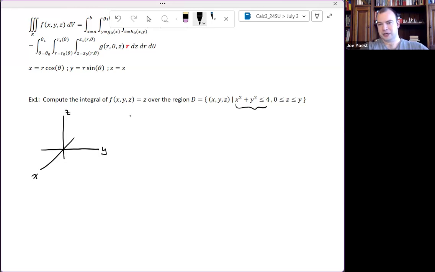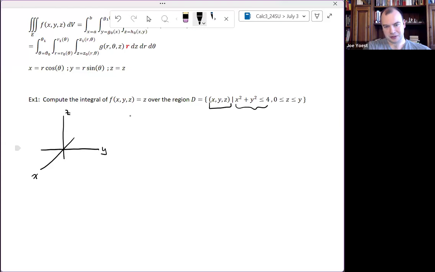So x squared plus y squared less than or equal to 4. Note that we've made it very clear that we're talking about a three-dimensional region here. So x squared plus y squared less than or equal to 4 is, in the xy plane, a circle of radius 4, or I suppose a disk of radius 4. But then z is free, so we just move that disk up and down.